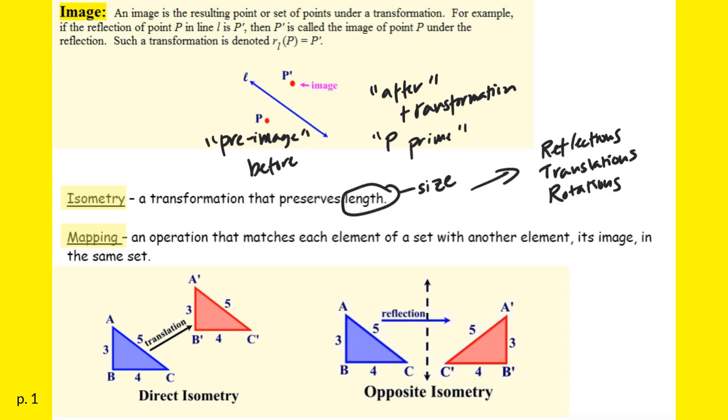And then finally, we have this term mapping. So a mapping is just an operation that matches each element of a set with another element, its image in the same set. That's a fancy way of saying that something like a translation or a reflection or a rotation is just matching your pre-image to your image point. So it's mapping A to A prime, B to B prime, C to C prime, right? And so a mapping is just kind of telling you what you have to do in order to change your pre-image to your image.